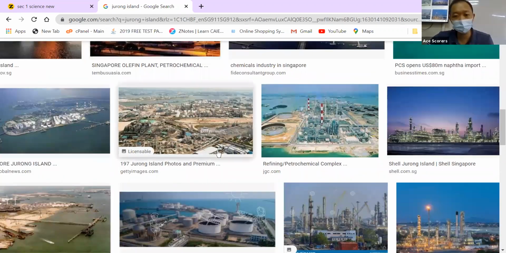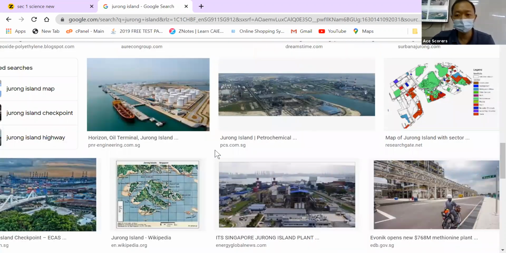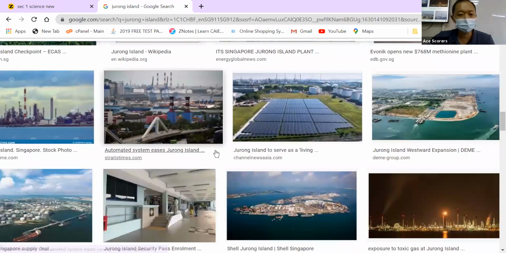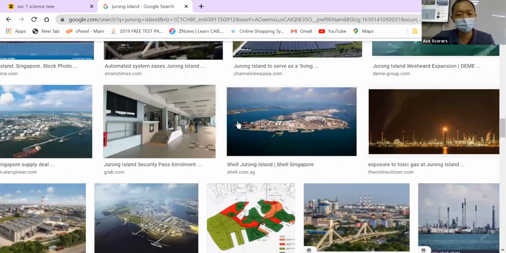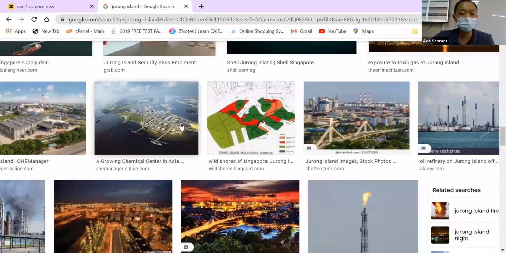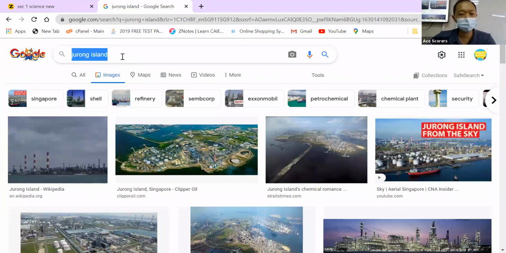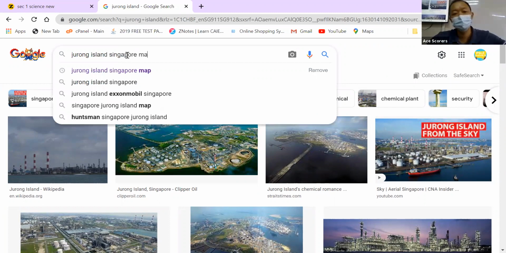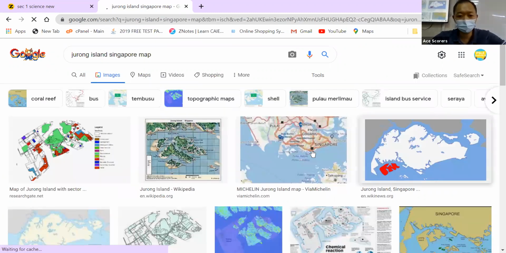If you ever get to go there, it will look very weird. That place doesn't look like Singapore at all. It's not a desert, but it is like stepping into another country when you go into this island. So where exactly is this island? Jurong Island. All right, so where is Jurong Island?